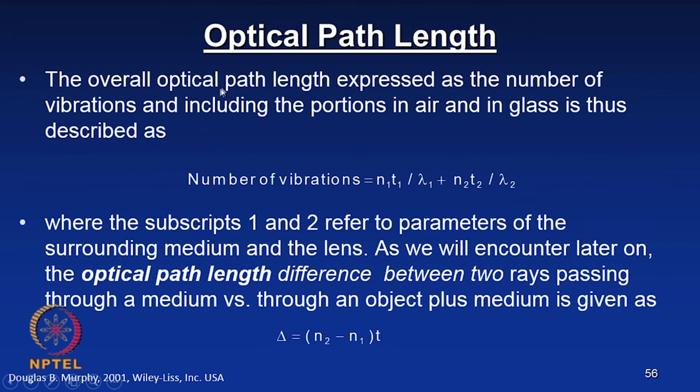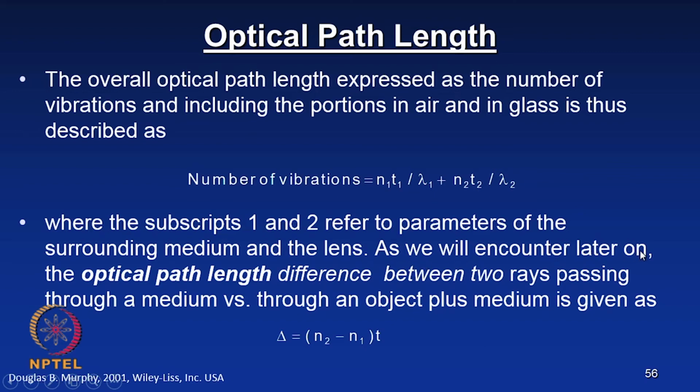The overall optical path length expressed as the number of vibrations, including the portions in air and in glass, is thus described as number of vibrations equal to n1 T1 divided by lambda 1 plus n2 T2 divided by lambda 2, where the subscripts 1 and 2 refer to the parameters of the surrounding medium and the lens.